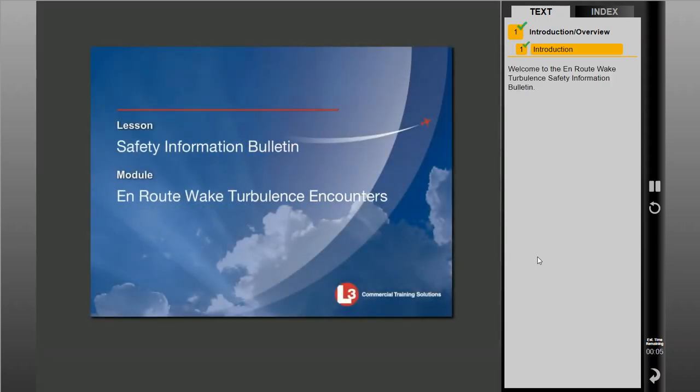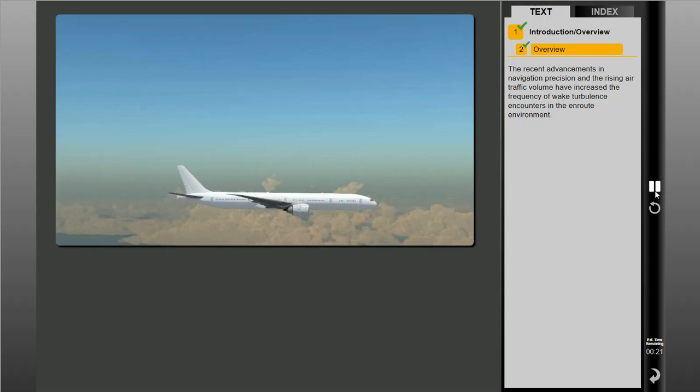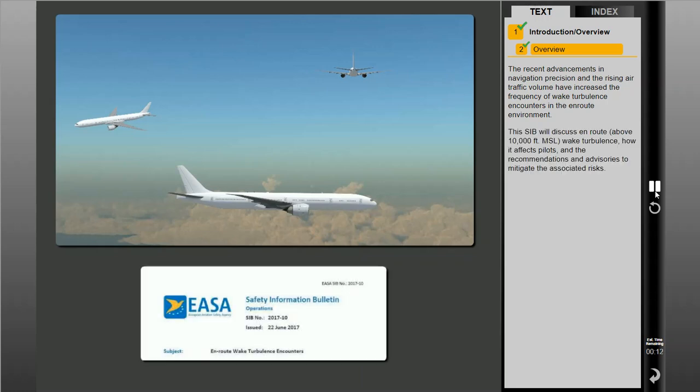Welcome to the En route Wake Turbulence Safety Information Bulletin. The recent advancements in navigation precision and the rising air traffic volume have increased the frequency of wake turbulence encounters in the en route environment. This Safety Information Bulletin will discuss en route wake turbulence, how it affects pilots, and the recommendations and advisories to mitigate the associated risks.